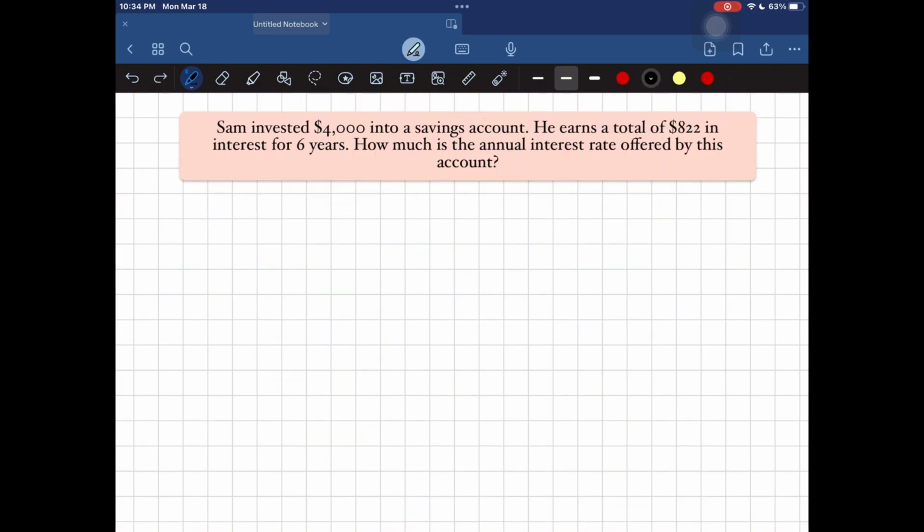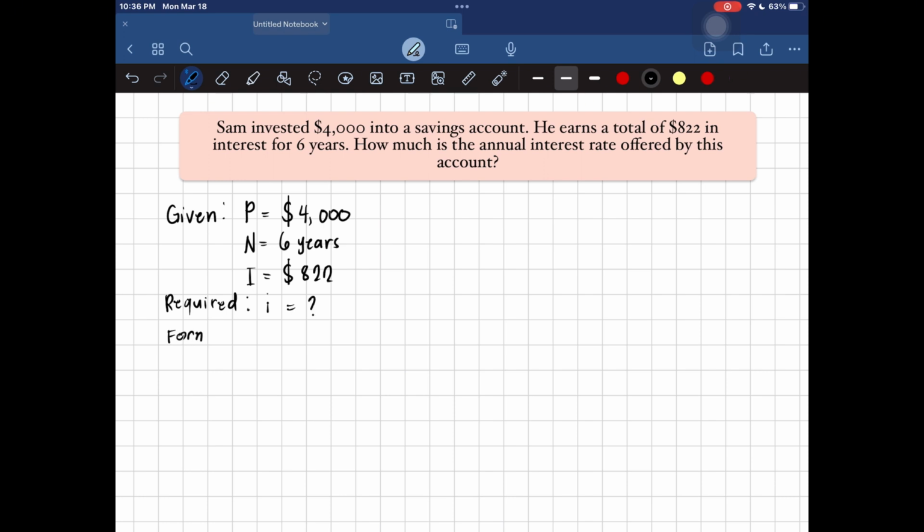So this is problem number 3. Sam invested $4,000 into a savings account. He earns a total of $822 in interest for 6 years. How much is the annual interest rate offered by this account? So we have here the given values. P is $4,000, N is 6 years, and we have uppercase I, $822, and we have lowercase I, which is still unknown.